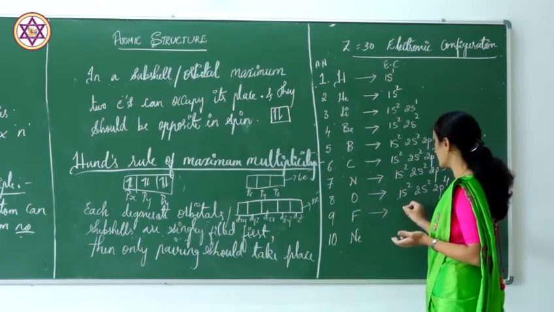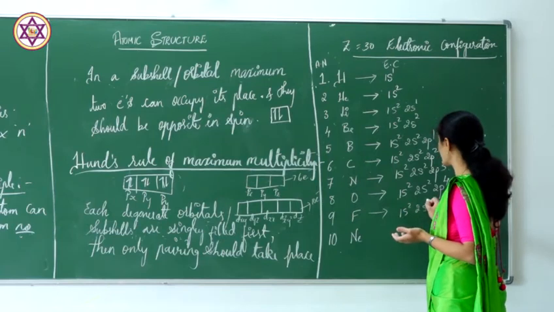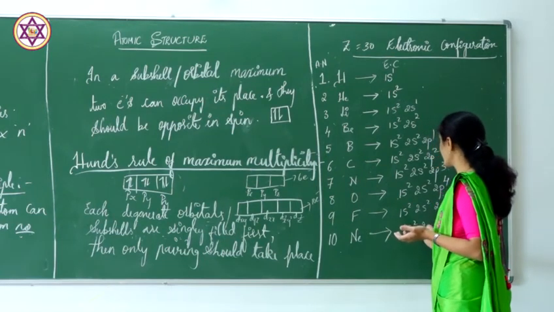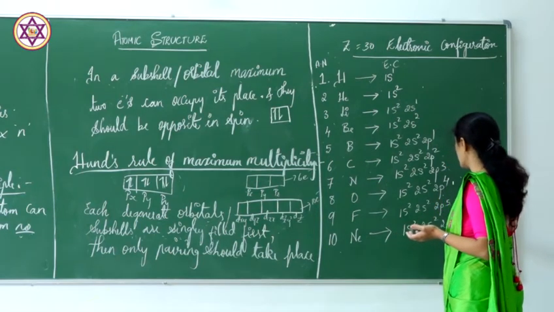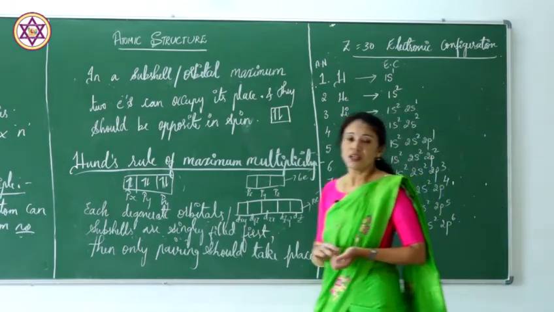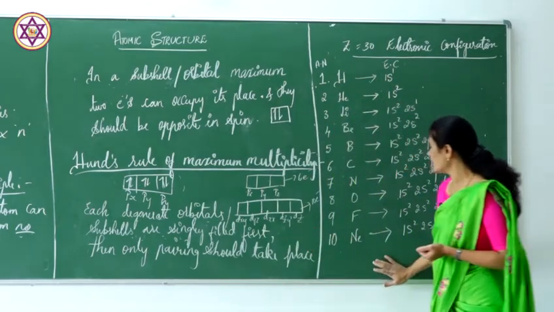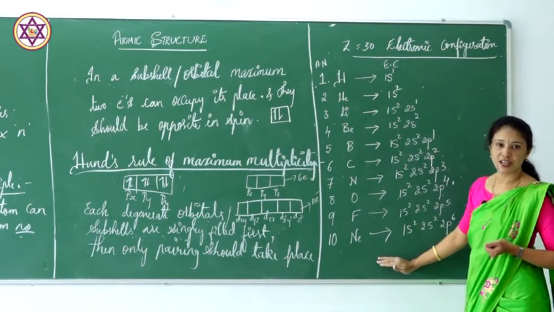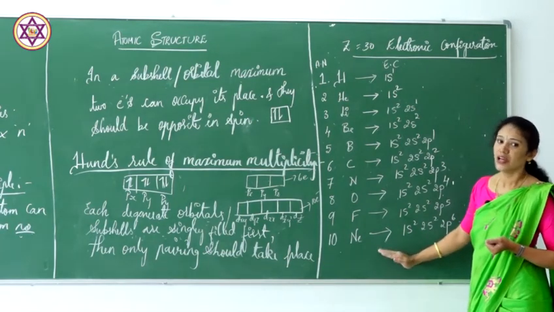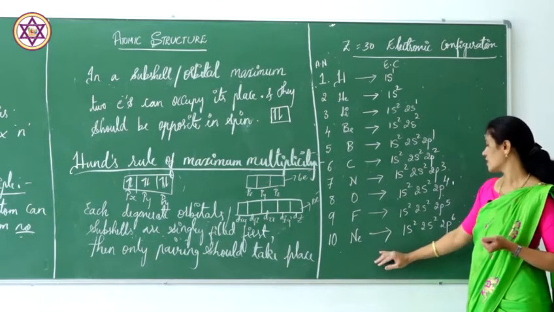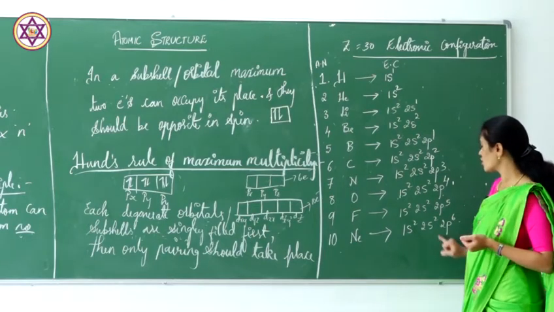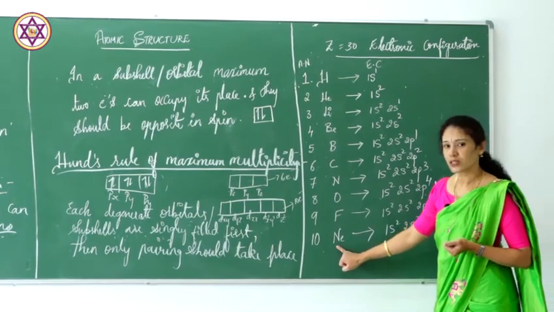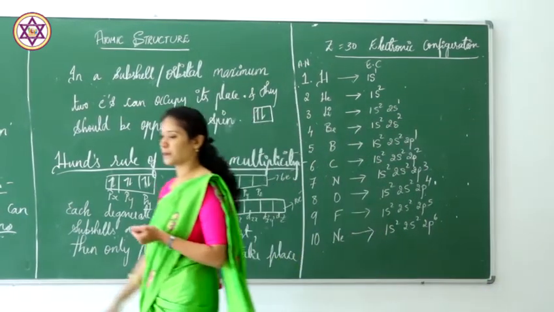Next is fluorine, 1s2, 2s2, 2p5. Coming to neon, 1s2, 2s2, 2p6. This is how to fill the electronic configuration for the first 10 elements. You all now know how to fill it. The p subshell is completely filled in neon, therefore it is a noble gas, or inert gas, we say.